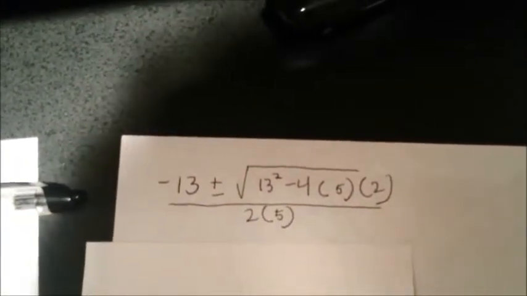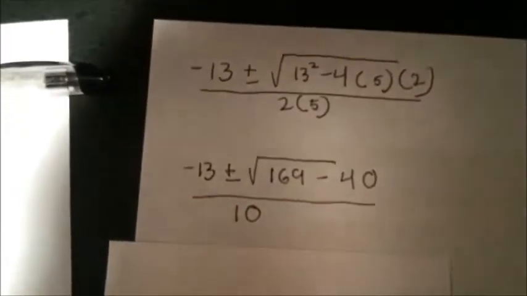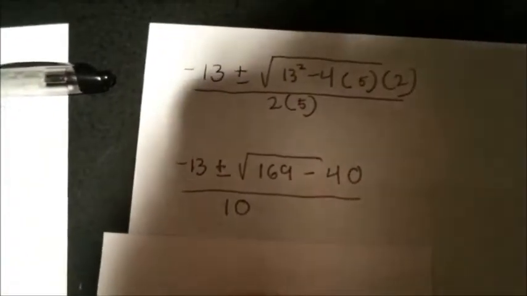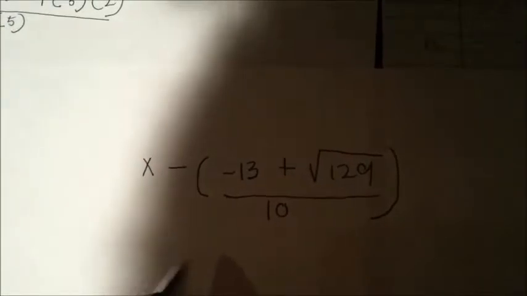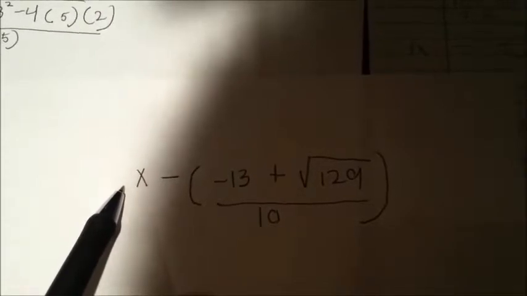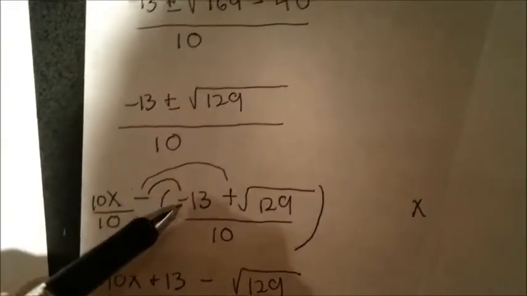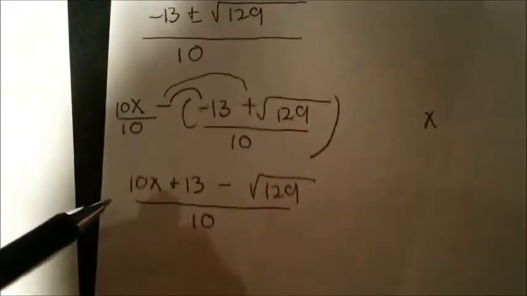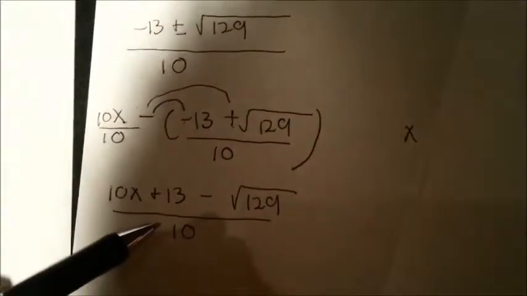Plugging our quadratic into this quadratic formula, we result in the outcome of this, in which we then use this equation into x minus parentheses. Once we get that, we multiply our denominator by x, and so this would result in here, and we will apply the negative to the signs, and so we would get 10x plus 13 minus square root of 129 over 10.